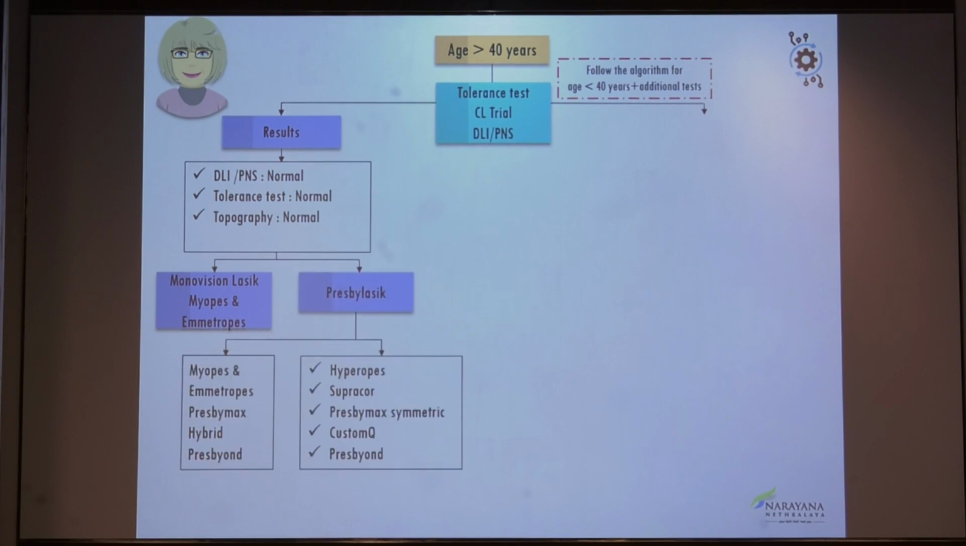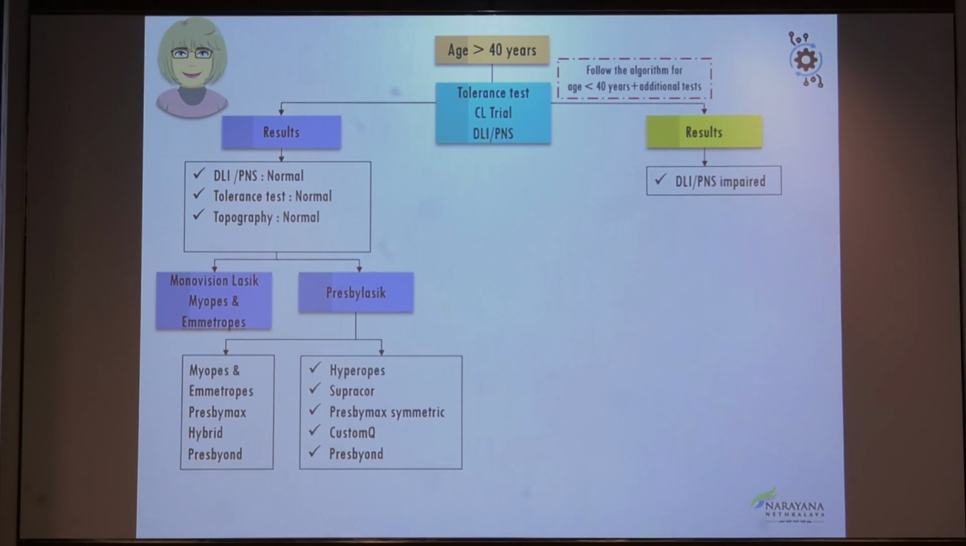for a monovision LASIK. Presby LASIK can also be considered as an option for myopes and emmetropes. You can go ahead with a hybrid Presby Max, which has a component of monovision superadded over a multifocal ablation. And for hyperopes, we can go ahead with Supracor, Presby Max Symmetric, Custom Q, and Presbyond.